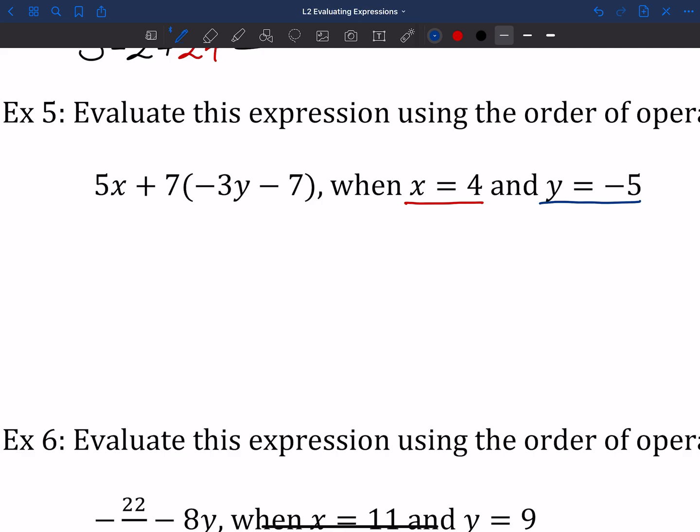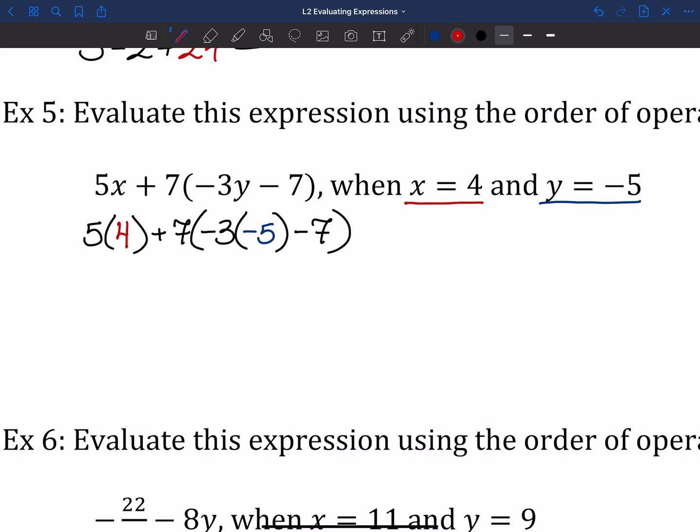All right? So we got to be real careful to plug the right things in. So I'm going to plug in for my x's, right? That's 5 times x, which is 4. Bring everything else along, plus 7, parentheses, negative 3. And then this is where the y is going to go in, right, which is negative 5. All right, so I know it looks like a little bit of a mess, right? Let's take it one step at a time.